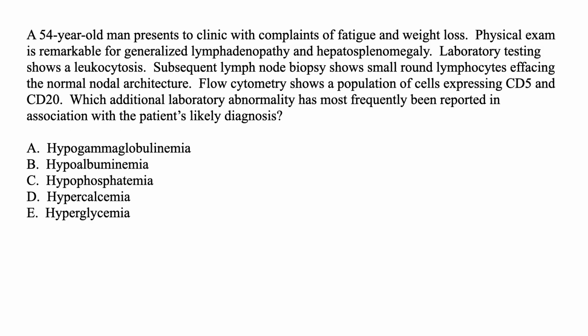Okay, so first question. So pause, answer it, and then we'll go through it. A 54-year-old man presents to clinic with complaints of fatigue and weight loss. Physical exam is remarkable for generalized lymphadenopathy and hepatosplenomegaly. Laboratory testing shows a leukocytosis. Subsequent lymph node biopsy shows small round lymphocytes effacing the normal nodal architecture. Flow cytometry shows a population of cells expressing CD5 and CD20. Which additional laboratory abnormality has most frequently been reported in association with the patient's likely diagnosis?